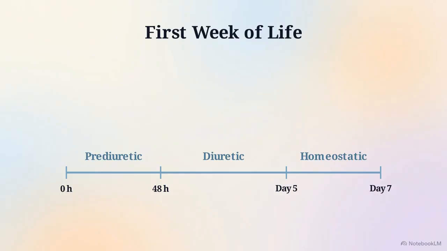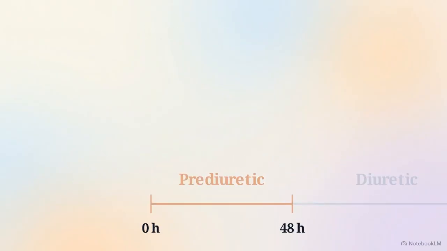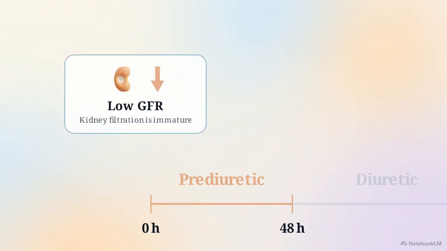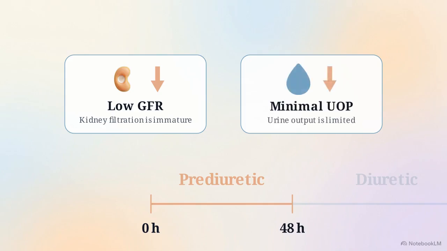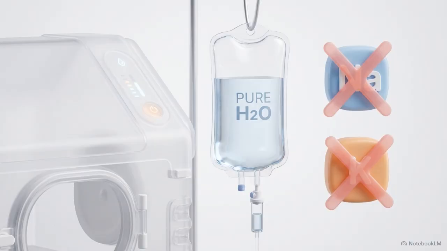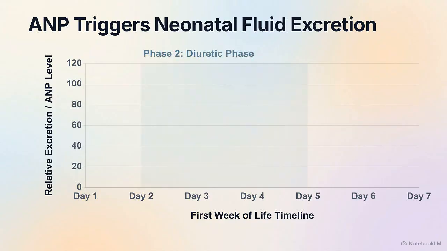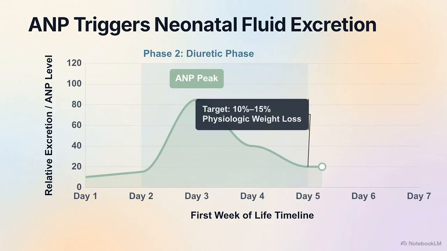Phase 1 is the pre-diuretic phase, lasting the first 48 hours. The glomerular filtration rate is low, and urine output is minimal. Fluids are calculated strictly for insensible water loss, with no sodium or potassium supplementation. The diuretic phase begins between days 2 and 5. As pulmonary vascular resistance drops, increased blood flow triggers the release of atrial natriuretic peptide. This triggers abrupt urine and electrolyte excretion. We adjust intake to target a 10 to 15% weight loss.